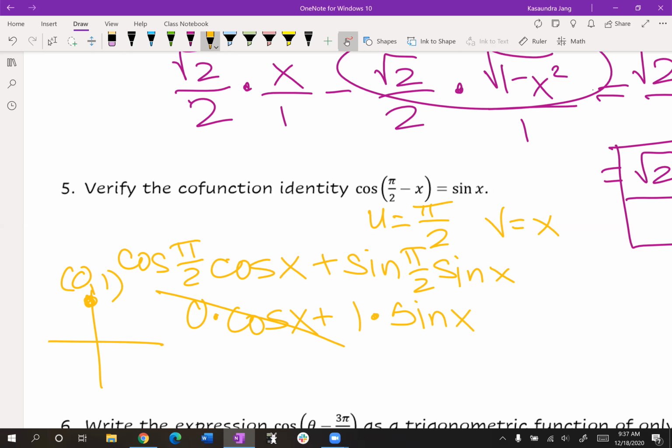1 times sine is just sine, so sine of x, I just proved that it equals the sine of x on the other side there. We're just using the formula that we learned today.